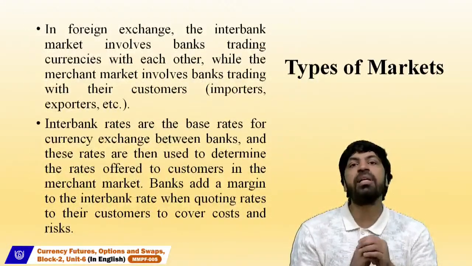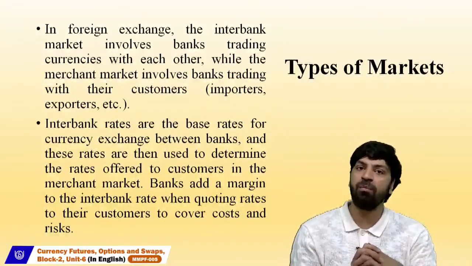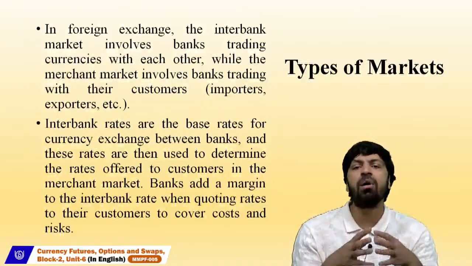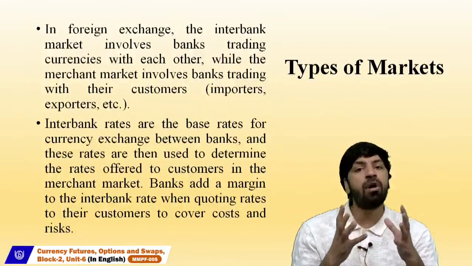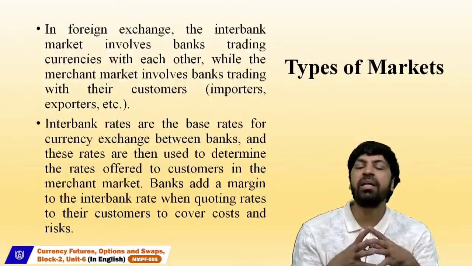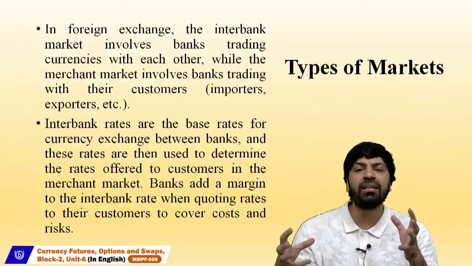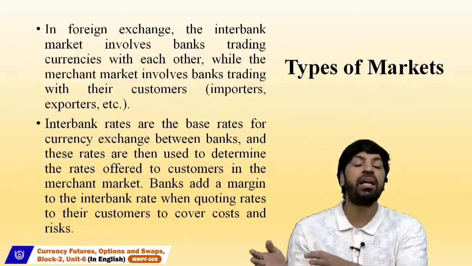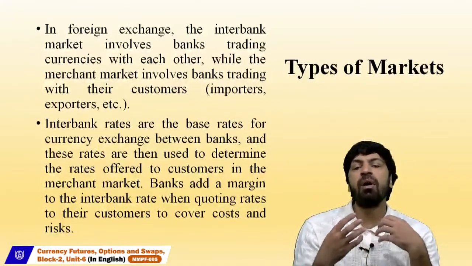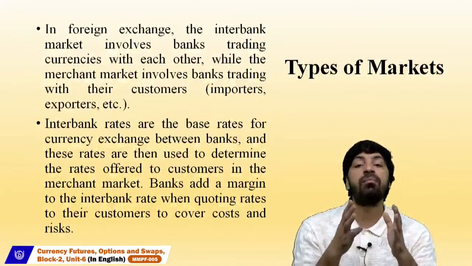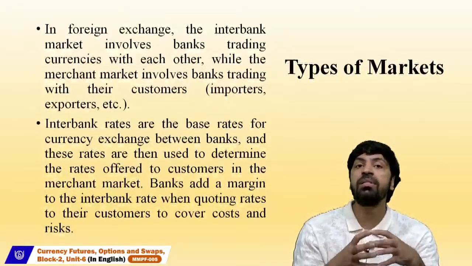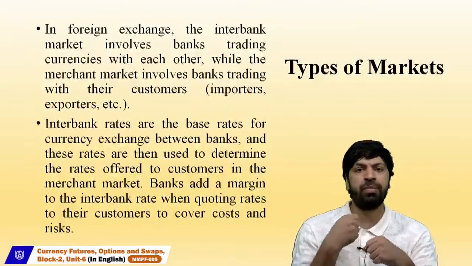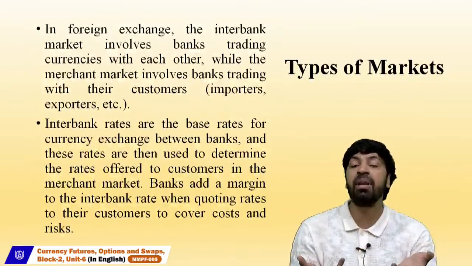Next, we can come to the next section, that is the types of market. There are two main types, that is interbank or the merchant. In foreign exchange, the interbank market involves the banks who trade the currencies with each other. That means bank to bank trading of currencies. But the other market, called the merchant market, involves the banks trading with their customers. It could be importers, exporters, suppliers, etc.